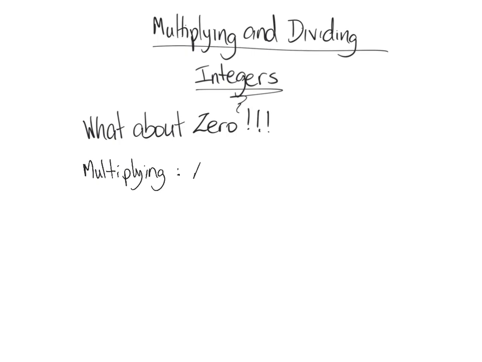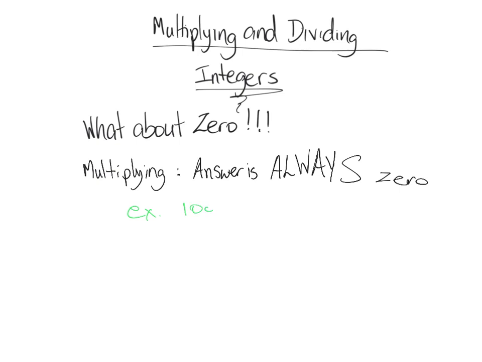So the answer is always 0. Notice the caps here. Maybe I should have done it in red. It's pretty important to know this. For example, if I have 100,000 multiplied by 0, what's my answer? You got it, just 0. Multiplying by 0, the answer is always 0. It doesn't matter what I'm multiplying 0 by, the answer is 0.